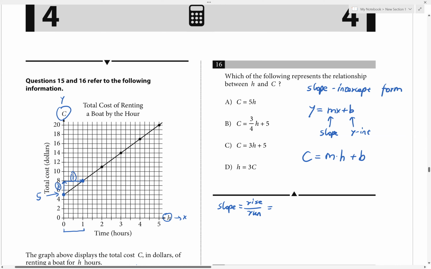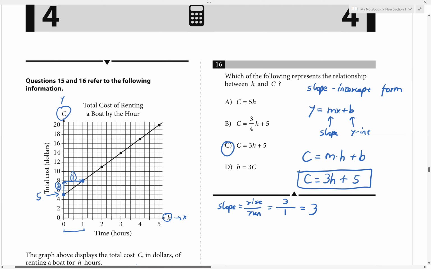So this is a tricky part. We go up 3, not over 4, but over 1, because you have to read how they label this. It's 0 to 1, so that's over 1 to the right. So it's up 3 over 1, so the slope is just 3. So our equation should be C equals 3H. 3 is our slope, so it'll be 3H plus b, where b is 5. So C equals 3H plus 5, and that's C.